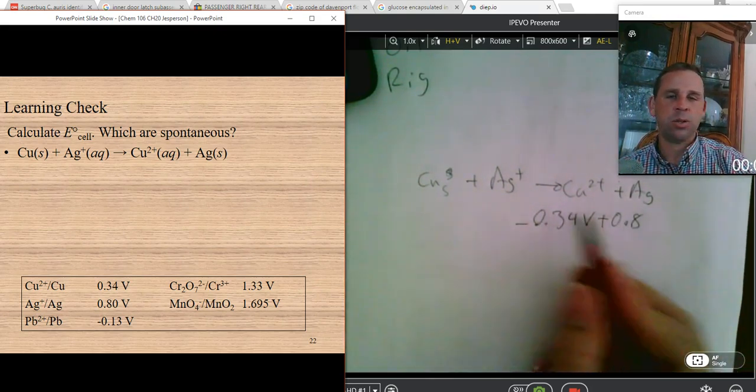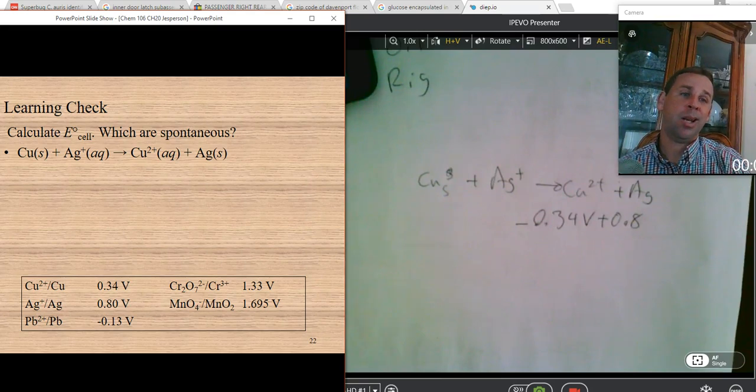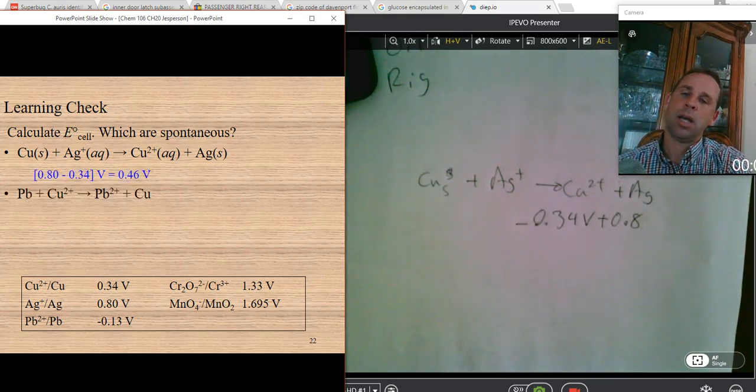So if I combine these two numbers together, negative 0.46, no, sorry, positive 0.46. Positive value means that this is a spontaneous reaction, all right? And the voltage that you'll get if you combine these cells is 0.46.